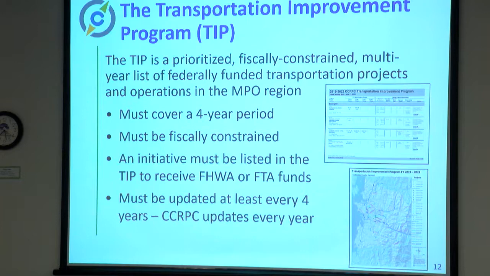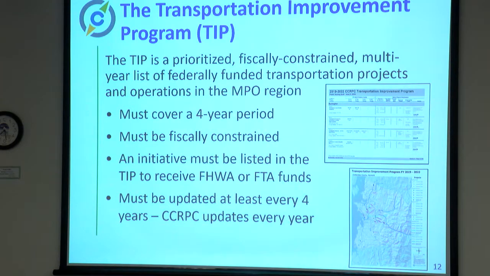This is a little bit different than some of the other studies that we did, the MTP, in that these are projects that are to be constructed over a four-year time period. So it's a list of actual projects that we expect to be constructed in that time period. It's based on real money that we expect to actually be available, which is what fiscal constraint means. And projects that spend transportation dollars in Chittenden County have to be in the Transportation Improvement Program.